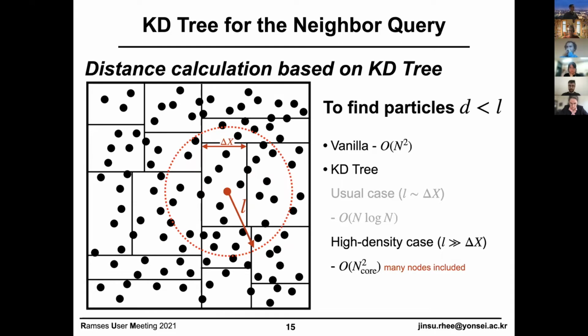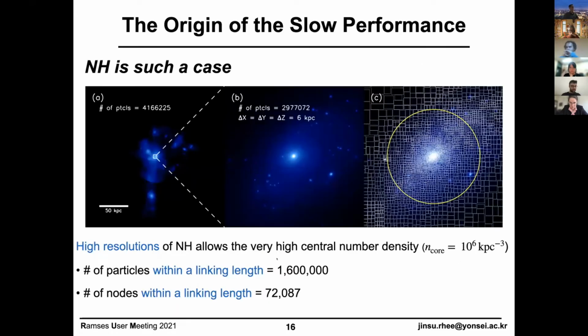On the other hand, in the extreme case where the linking length is much longer than the size of a node, which often happens with high resolution simulations, there will be many nodes within the linking length, resulting in many distance calculations for each particle, scaled with n squared, n core squared. Unfortunately or fortunately, New Horizon is that case.